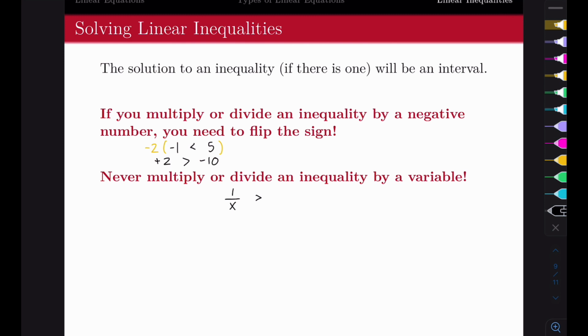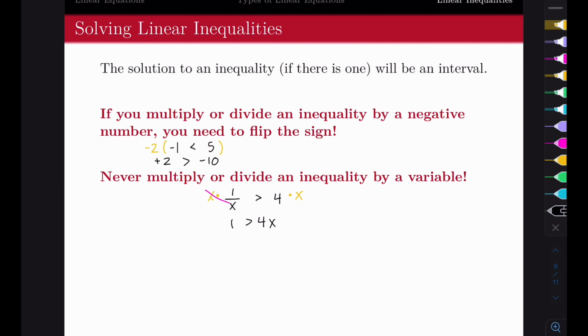Or let's even make it greater than 4. Okay? A really natural thing in this case would be, I want to take this side and multiply by x, so I'm going to do the same thing over here. My x's now cancel each other out, and I get 1 is greater than 4x.